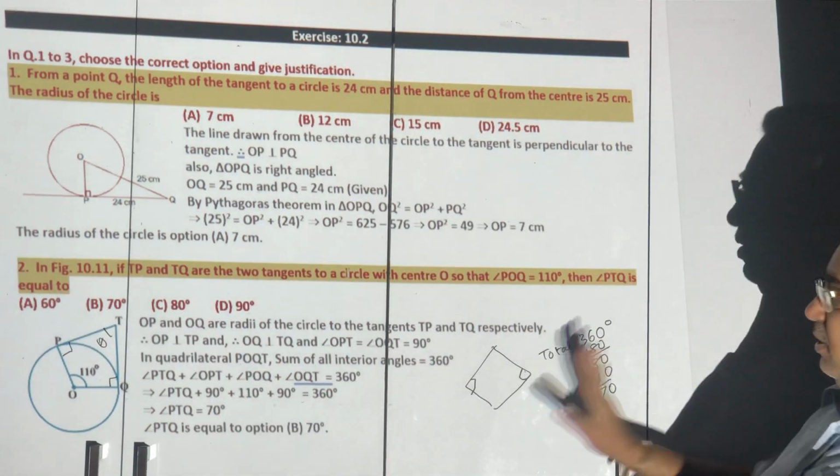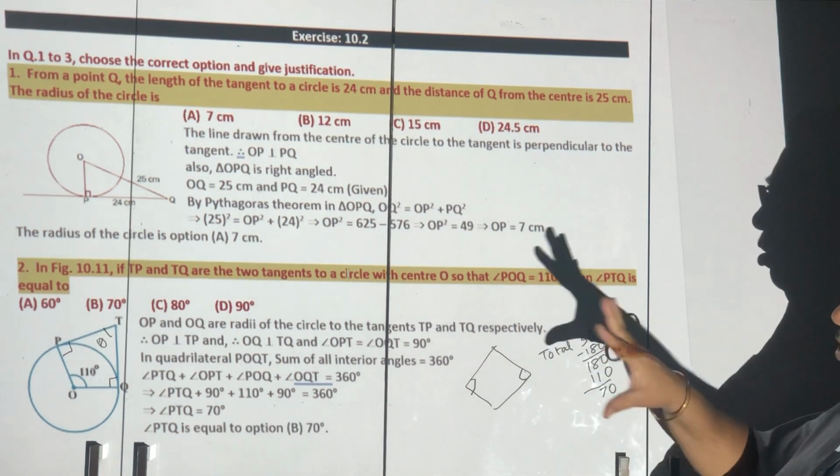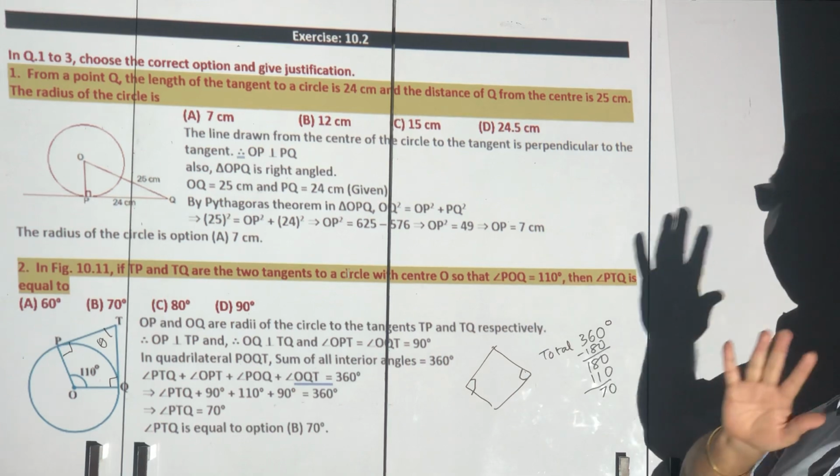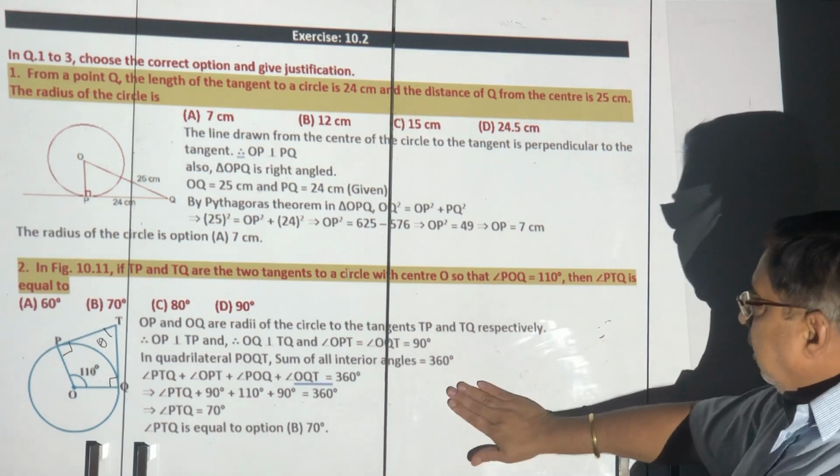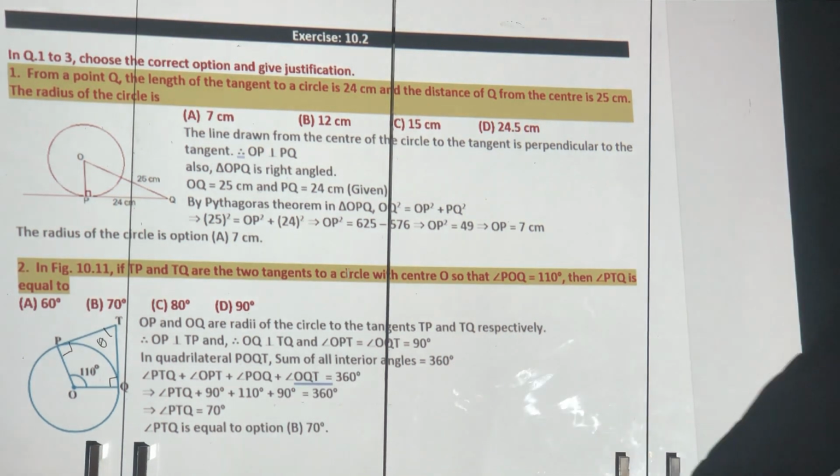Very simply explained to you. Total of a quadrilateral is 360, total of a triangle is 180. And then you just subtract that.